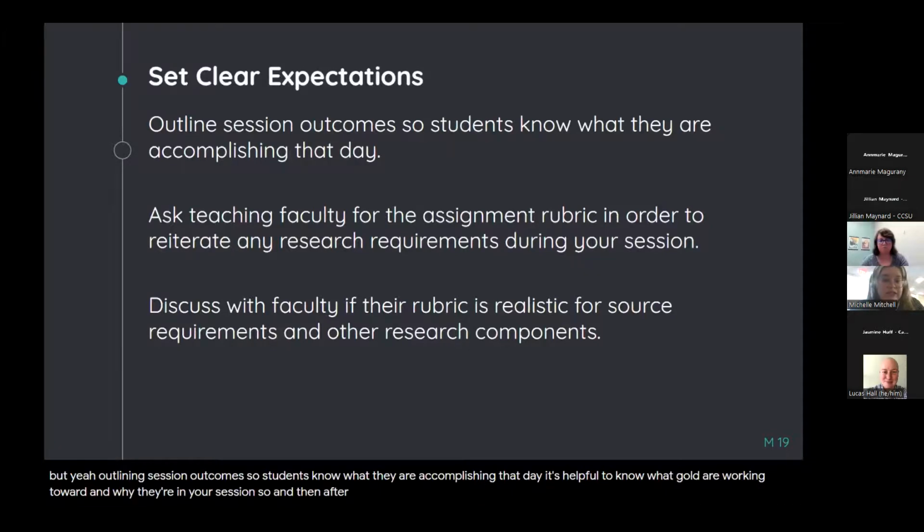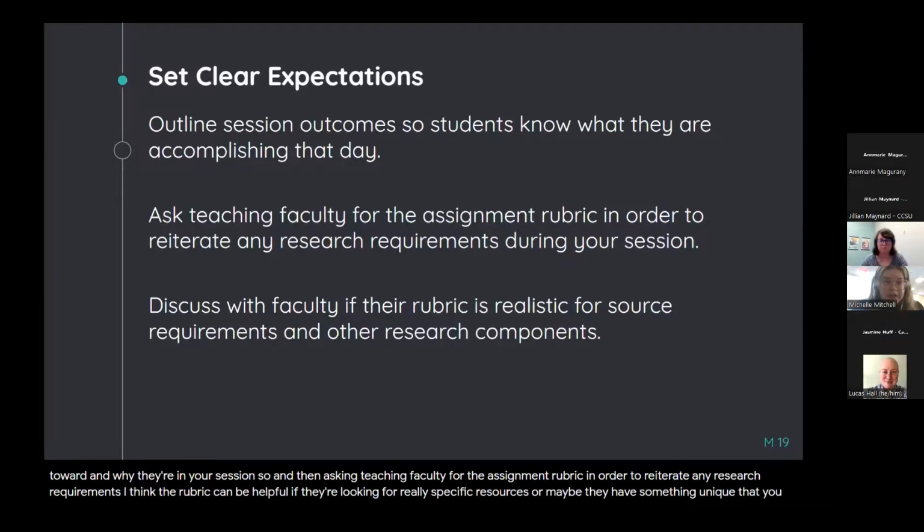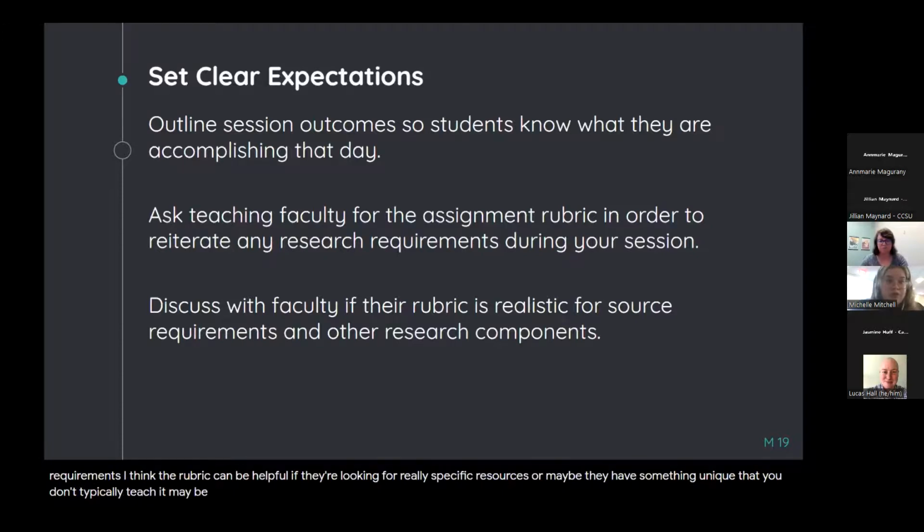And then asking teaching faculty for the assignment rubric in order to reiterate any research requirements. I think the rubric can be helpful if they're looking for really specific resources, or maybe they have something unique that you don't typically teach. It may be helpful for you to know the requirements and how students will get there so that you can explain that to students as well.